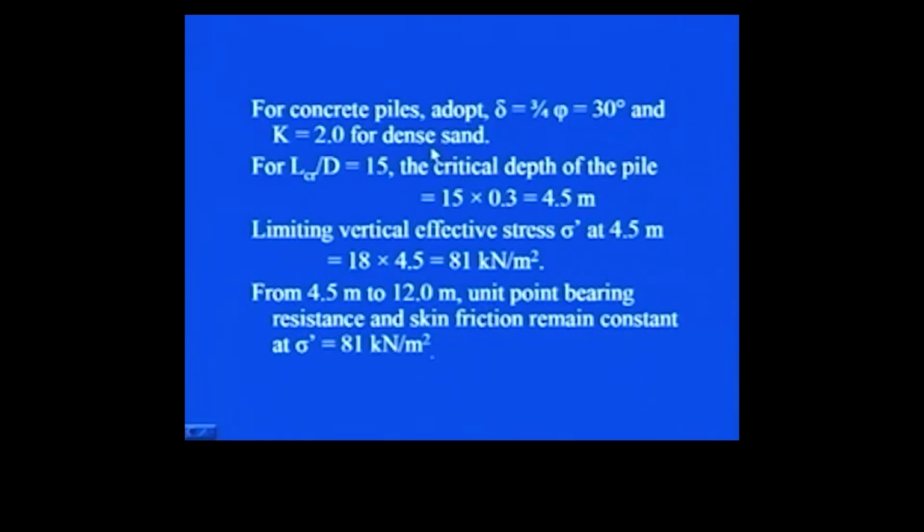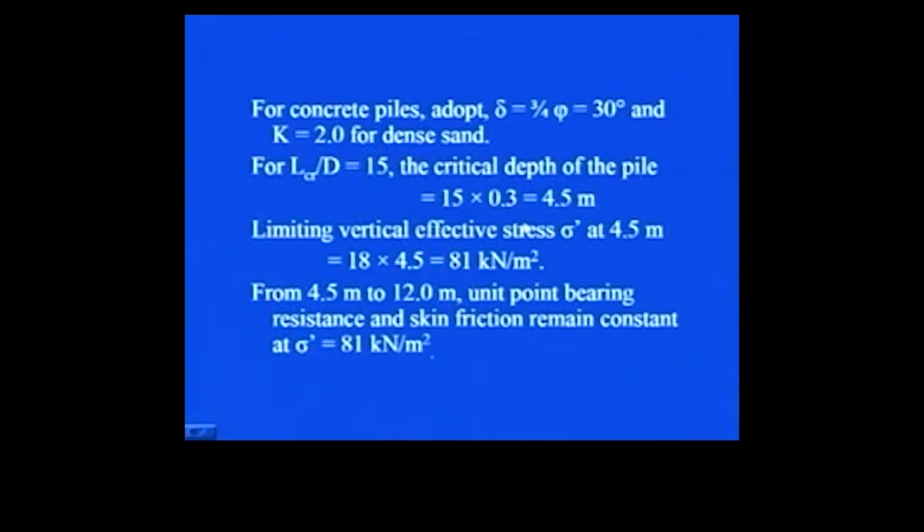Now, since it is sand, the critical depth concept will come into the picture. As I told you, the L critical by D ratio varies from 15 to 20. So, for L critical by D equal to 15, the critical depth of the pile will be 15 into 0.3, where 0.3 is the diameter of the pile. So, that becomes 4.5 meters. What does this mean? From the ground surface till a depth of 4.5 meters, the effective overburden pressure will be increasing linearly, and beyond this depth of 4.5 meters it will become constant. That is what we mean by the critical depth concept.